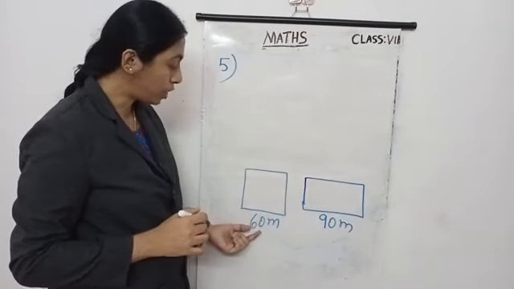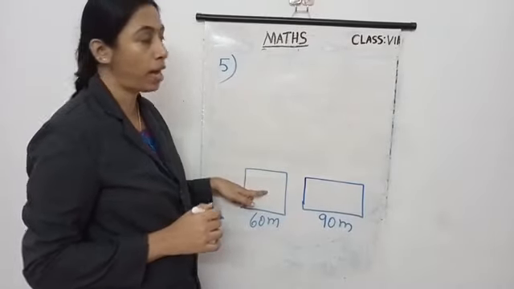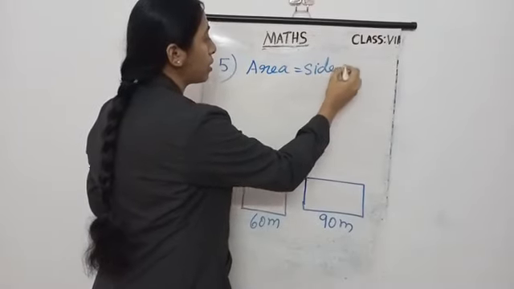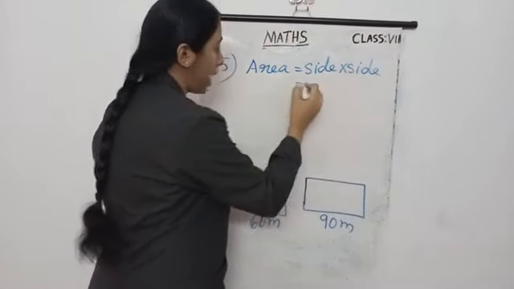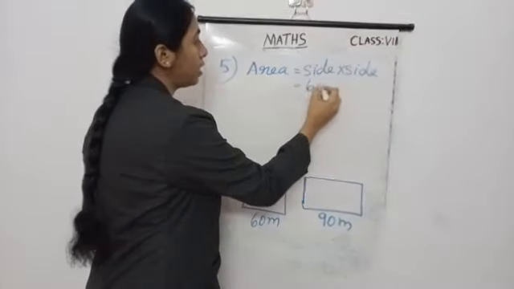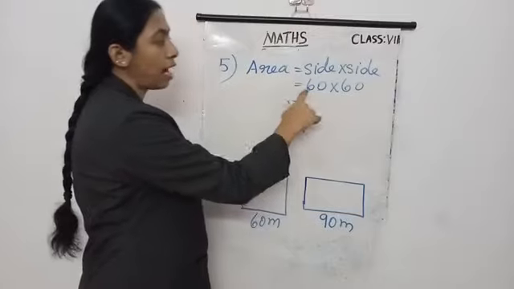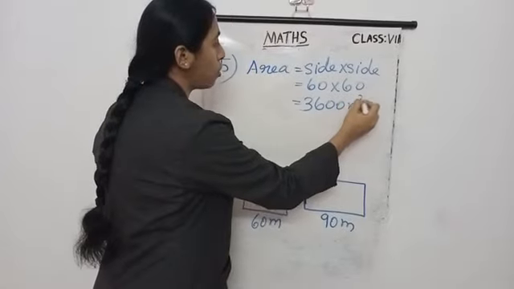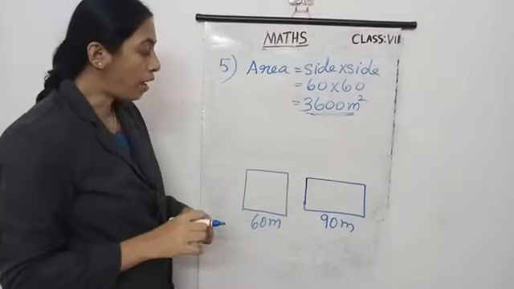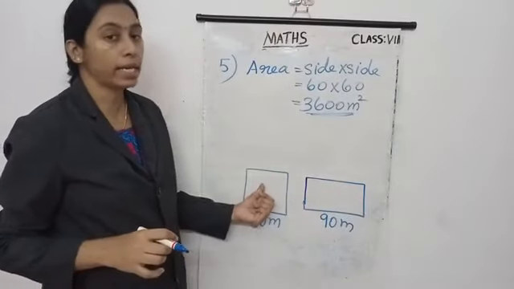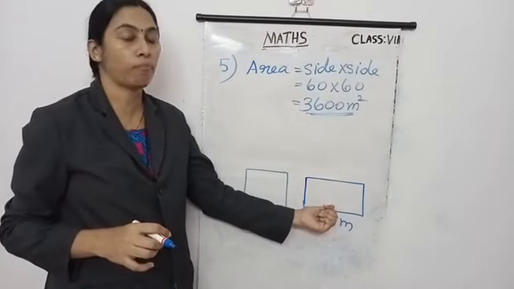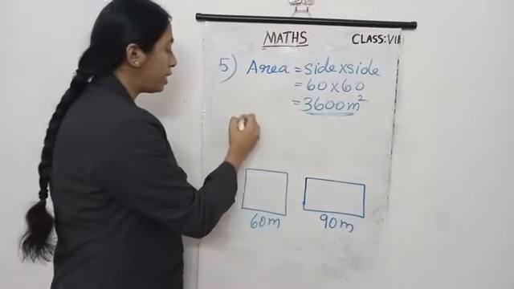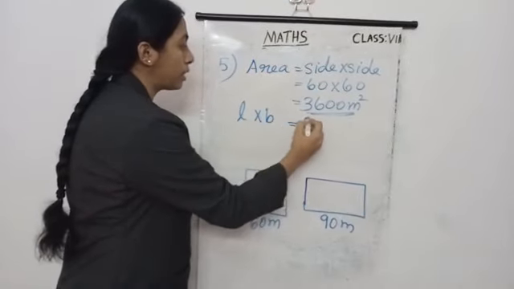So first we are going to find the area of this square park. So area of square is equal to side into side. Side is 60 meter, so 60 into 60. 6 6s are 36. So the answer is 3600 meters square. Now both have the same area. Area of the square park is equal to area of the rectangular park. Now what is the formula for finding area of a rectangle? It is length into breadth.